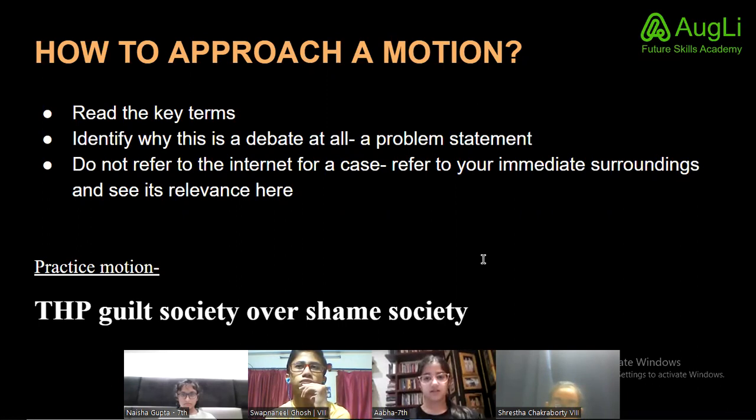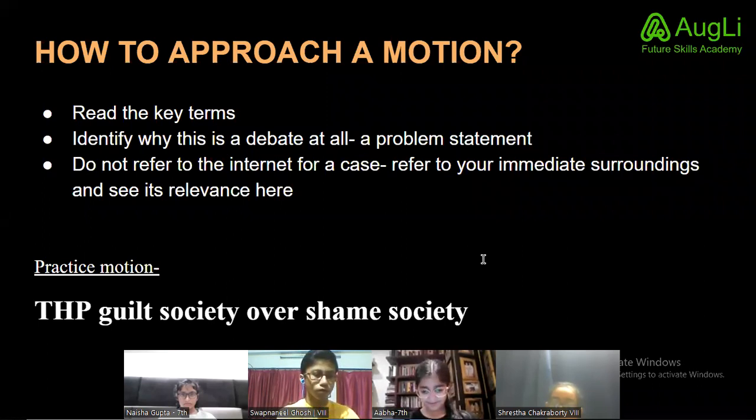Okay, depends, right? If the motion says this house as Gotham believes, in that case, you are Gotham and you believe in something. But if it says this house believes that Gotham yada yada, then it's not an actor motion. So an actor motion always starts as this house as somebody or something.